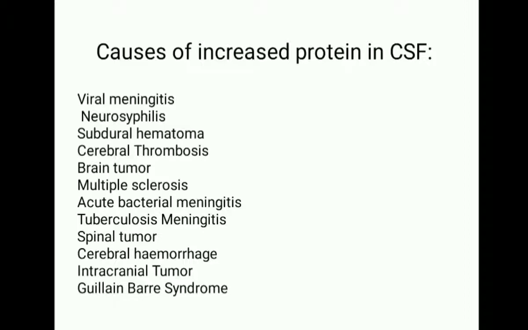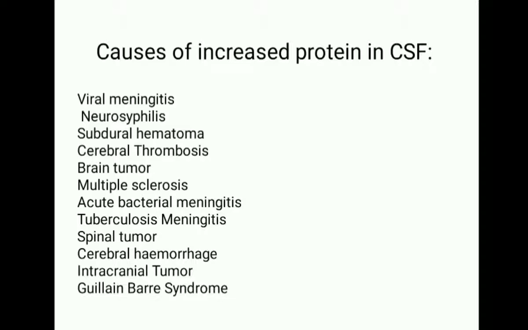Then neurosyphilis is a kind of infection of the central nervous system. Then subdural hematoma. Subdural hematoma is a type of bleeding, a collection of blood usually associated with traumatic brain injury, like there will be a collection of blood between the inner lining of the dura and the arachnoid matter. Then we have cerebral thrombosis. Cerebral thrombosis is a blood clot of a cerebral vein in the brain. This vein is responsible for draining blood from the brain.